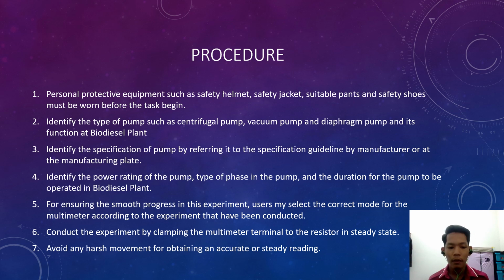The fifth is, to ensure smooth progress in this experiment, the user must select the correct mode of the multimeter according to the experiment being conducted. Number 6 is to conduct the experiment by clamping the multimeter terminal onto the resistor in steady state. And the last one is to avoid any harsh movement to obtain an accurate and steady reading.